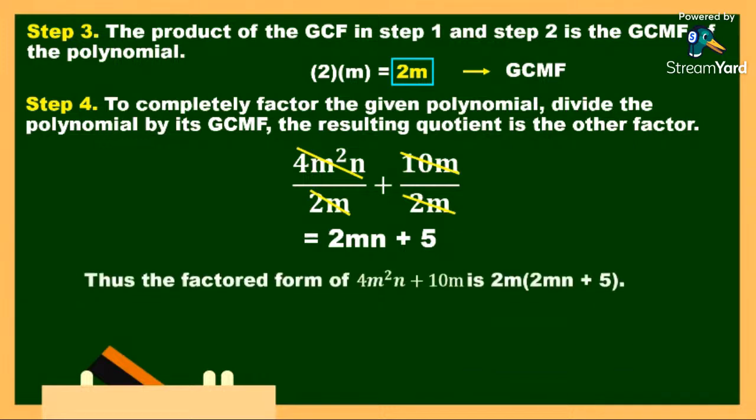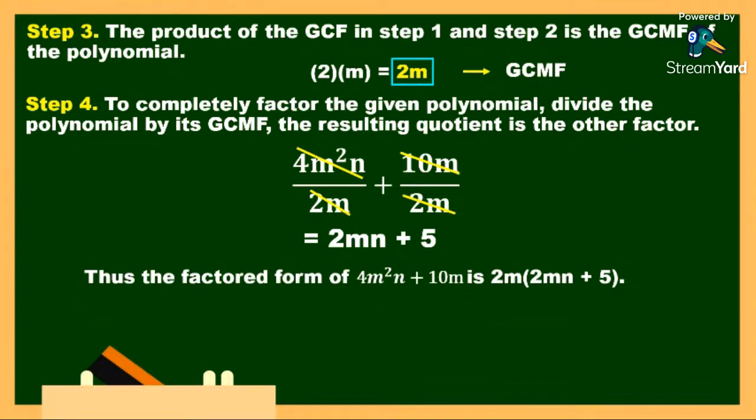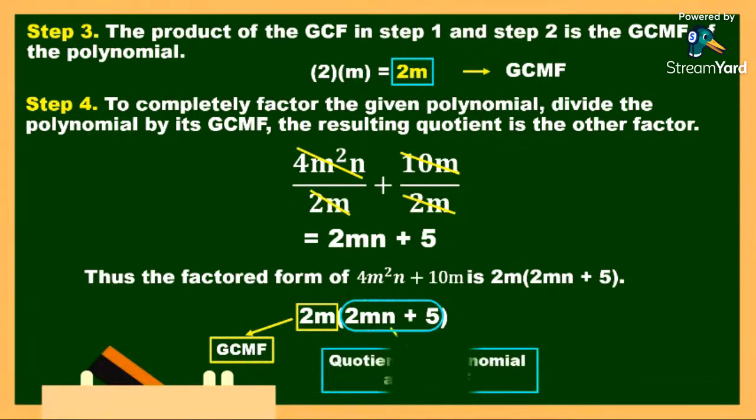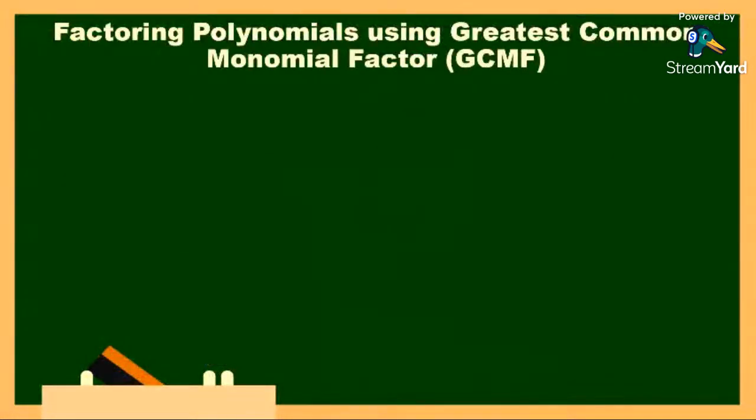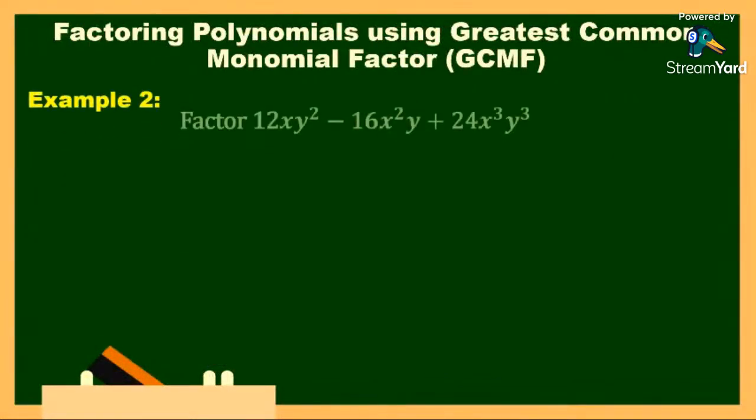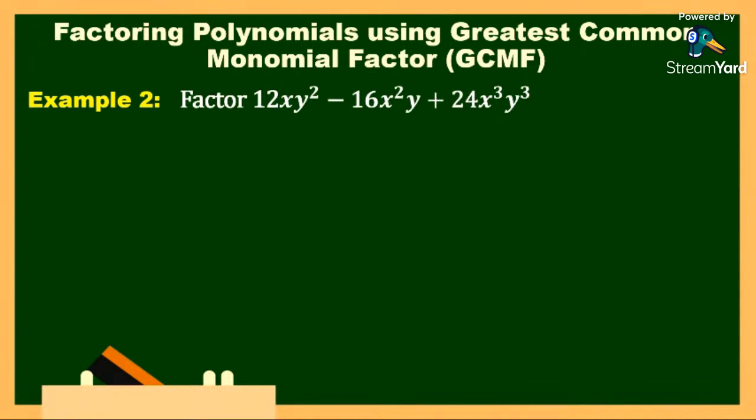Thus, the factored form of 4m squared n plus 10m is 2m times the quantity of 2mn plus 5, wherein 2m is the GCMF or the greatest common monomial factor, and 2mn plus 5 is the quotient of polynomial and GCMF. Another example, factor 12xy squared minus 16x squared y plus 24x cubed y cubed.